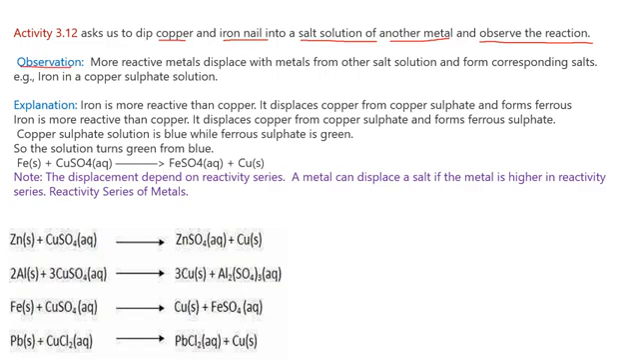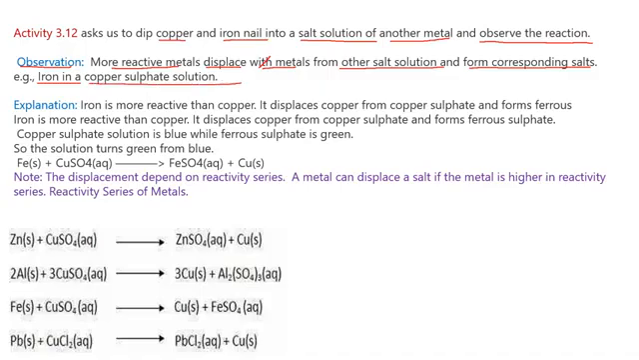What we will observe is that more reactive metals displace metals from other salt solutions and form the corresponding salt. So more reactive metals displace metals from the other salt solution and form the corresponding salt. Instead, here we can write iron in a copper sulfate solution, right?